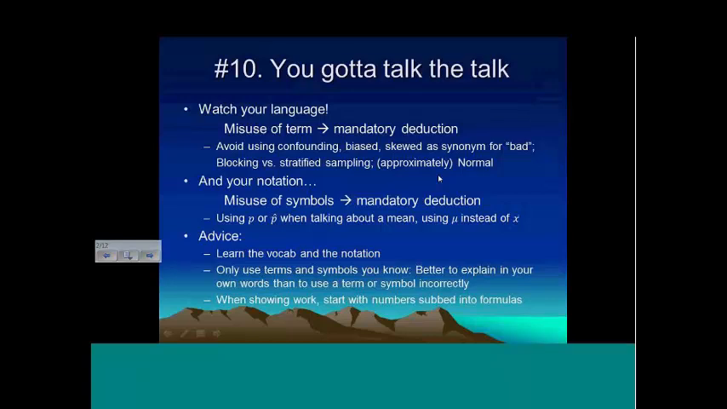So when you're showing work, we recommend that you start with the numbers substituted into the formulas. We don't recommend showing the symbolic formula with things like p hat and x bar and mu sub p hat, because it's way too easy to make a notation mistake. And if you see above, a notation mistake means that the reader often has to deduct credit for that.